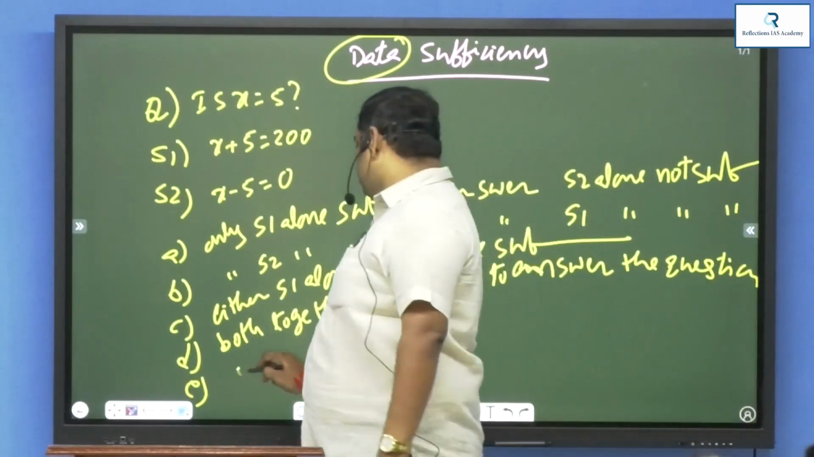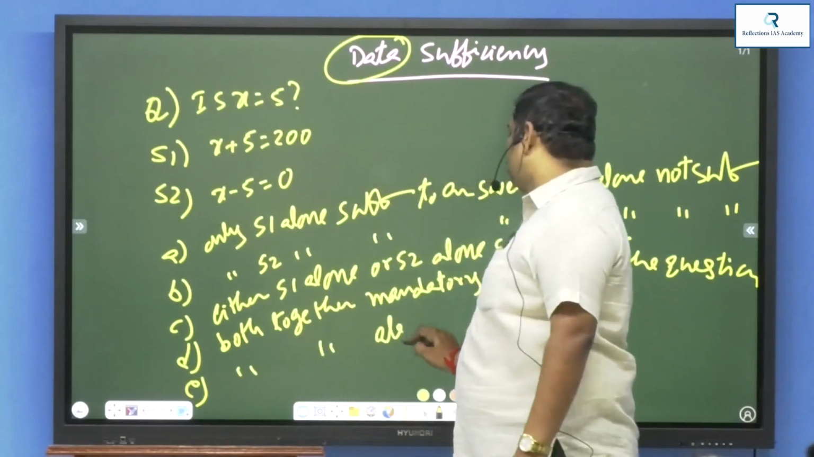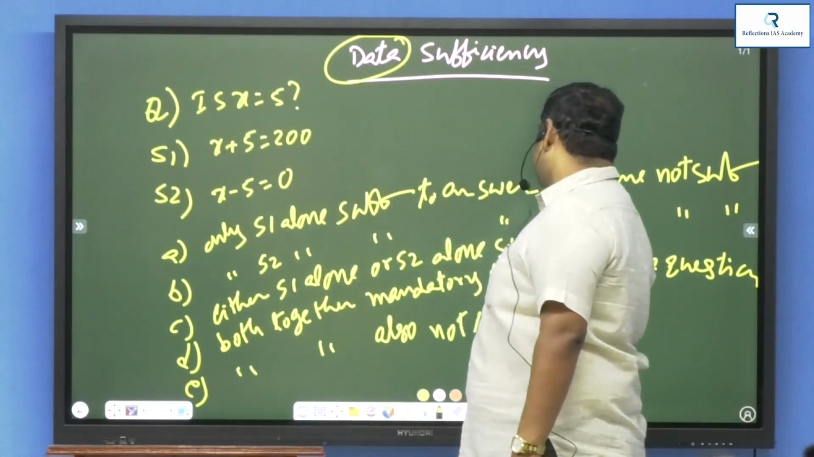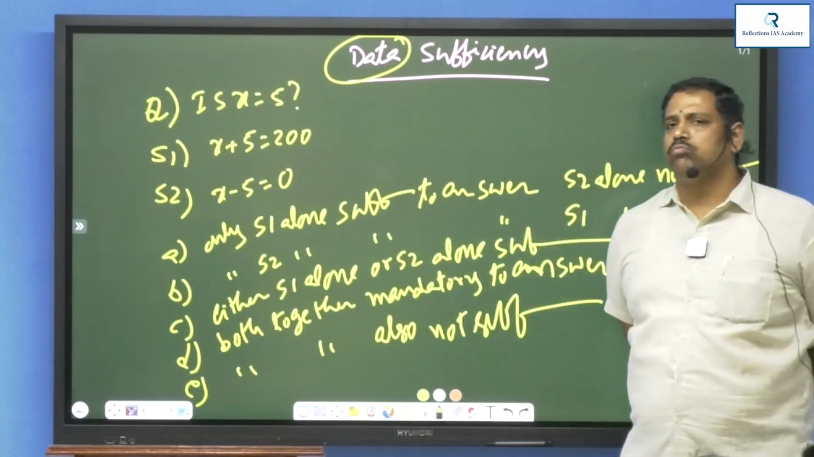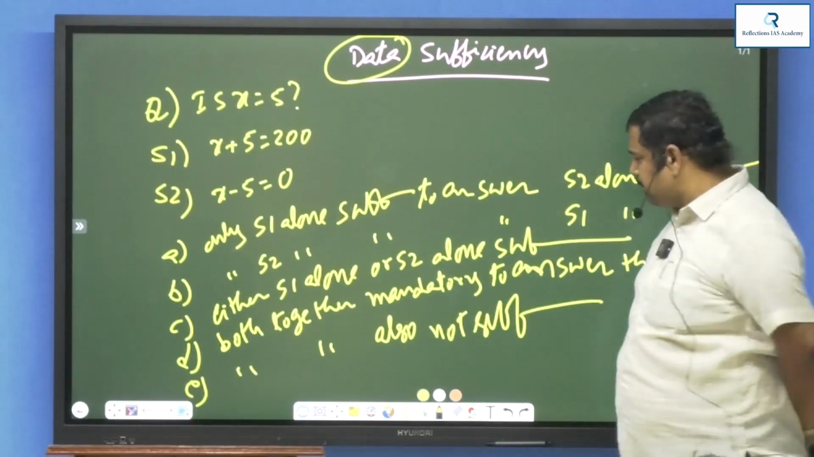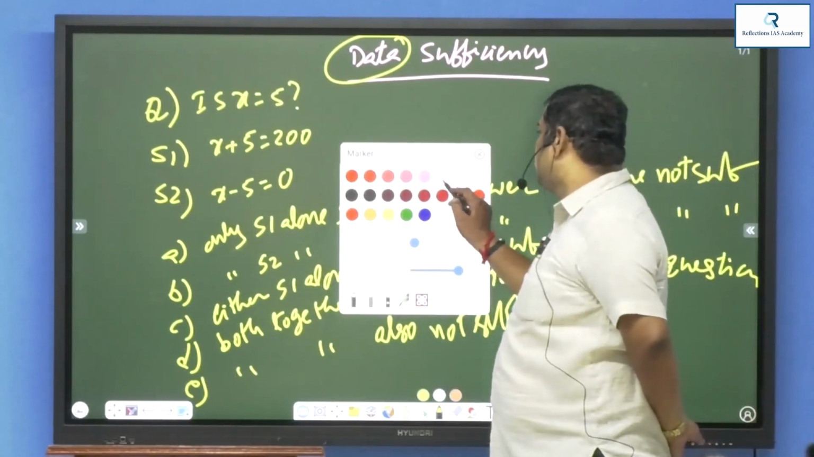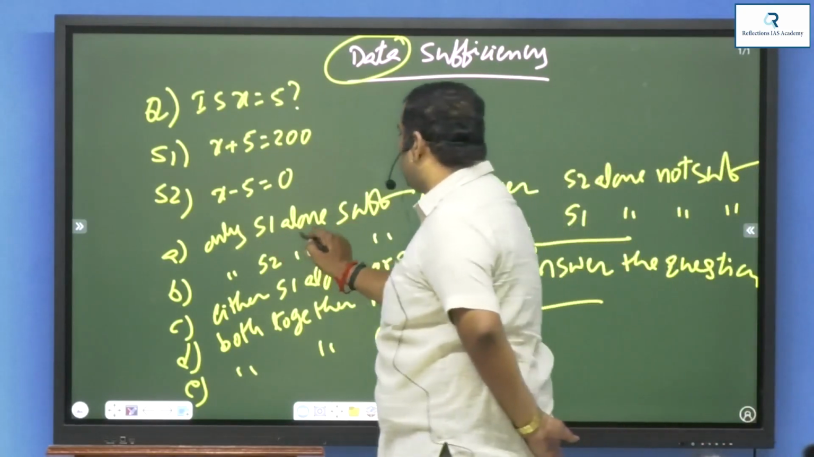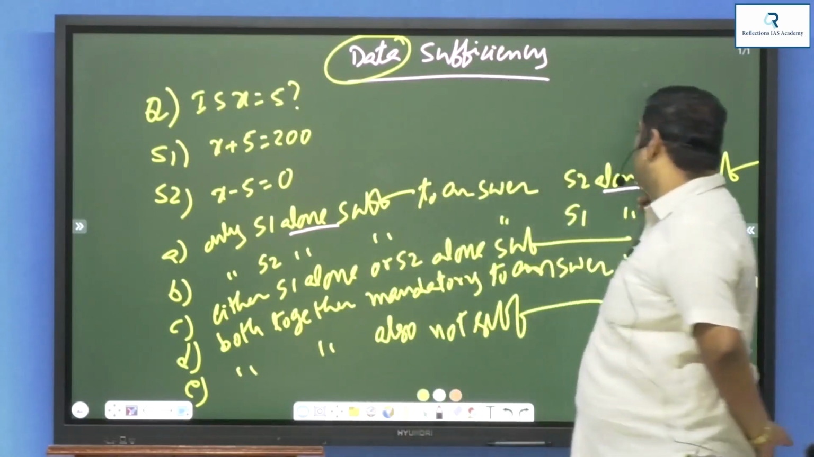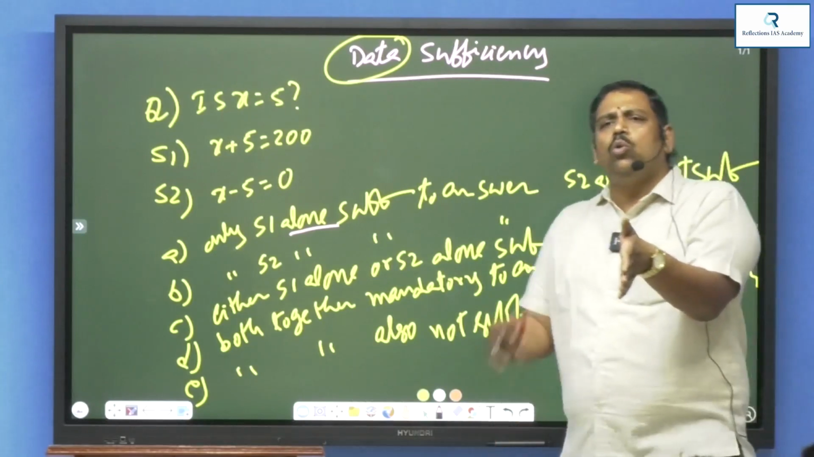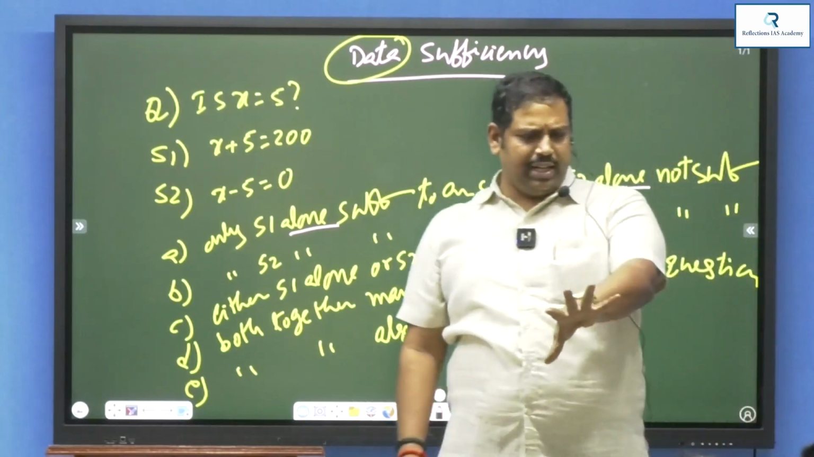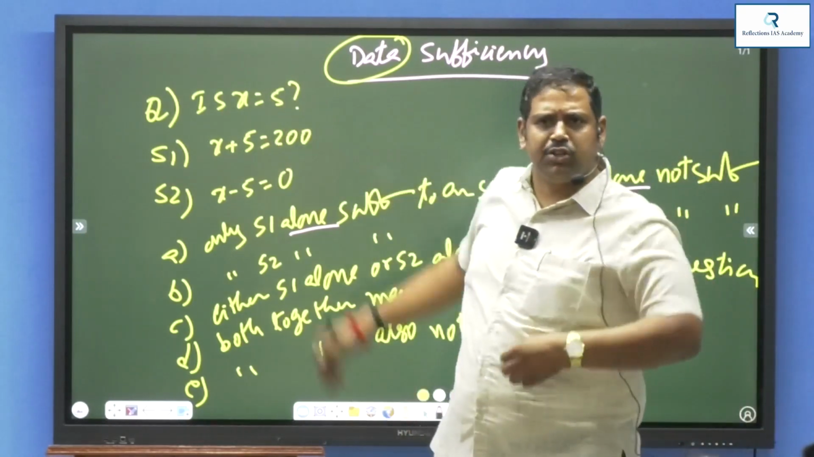Fifth one, both together also not sufficient to answer the question. Additional data is required. These are the 5 options we have. In these 5 options, you should understand one beautiful word, that is always I am using: alone. Alone means S1 alone is sufficient. That means no need of going with S2. Only S1 alone, if you give me, I can answer this question.